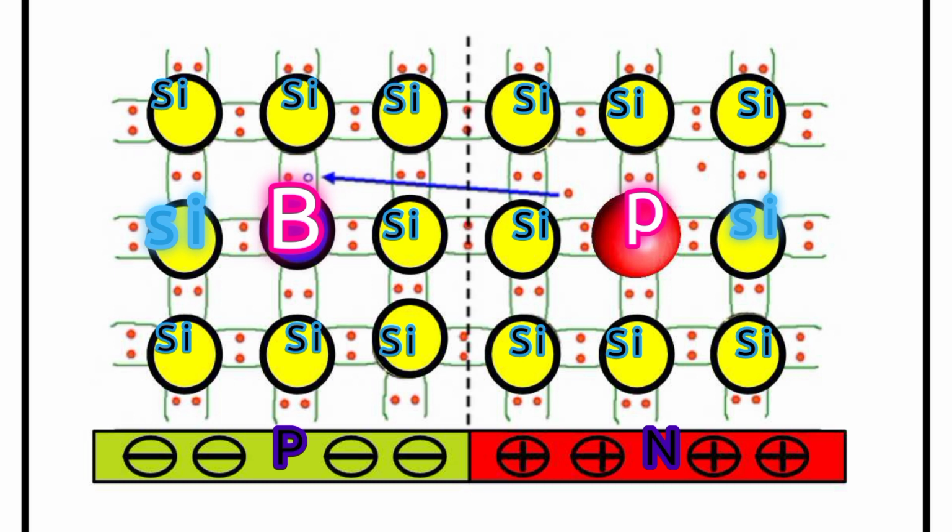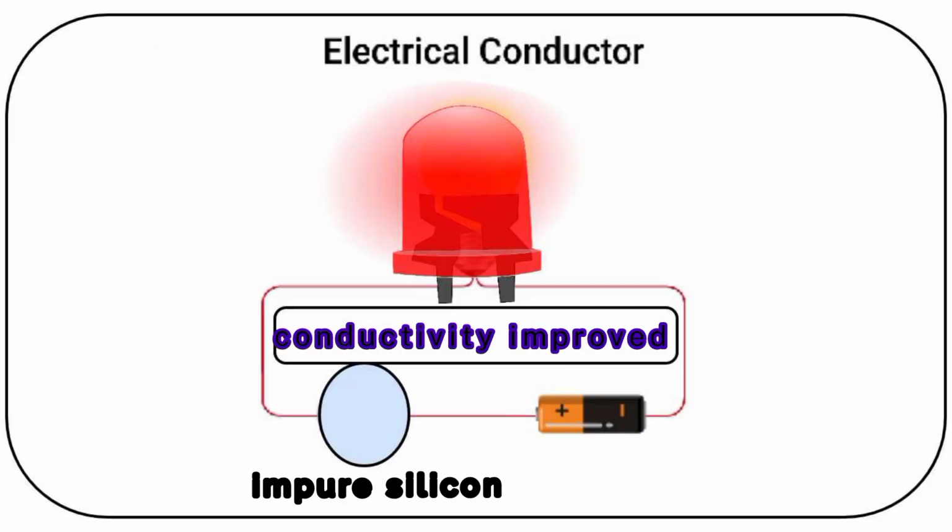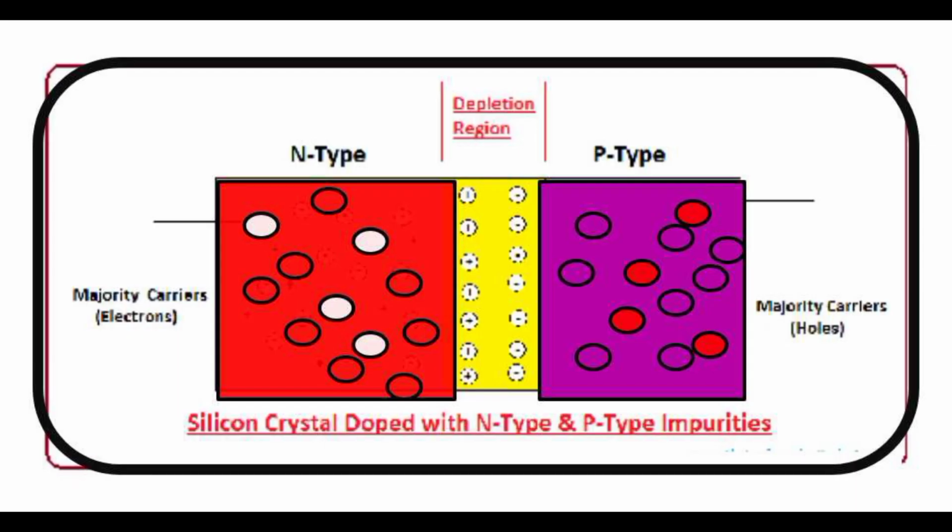This type of semiconductor is known as a p-type semiconductor, and when a pure semiconductor is doped with a pentavalent impurity, a free electron is left. This type of semiconductor is known as an n-type semiconductor. Due to the presence of free electrons and holes, doped semiconductors have good electrical conductivity. Now let us see how P and N type semiconductors are used to construct a diode to form a PN junction.